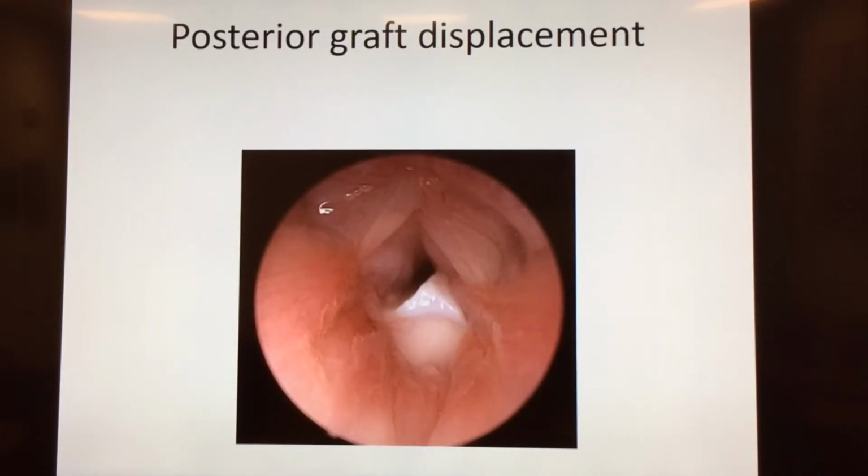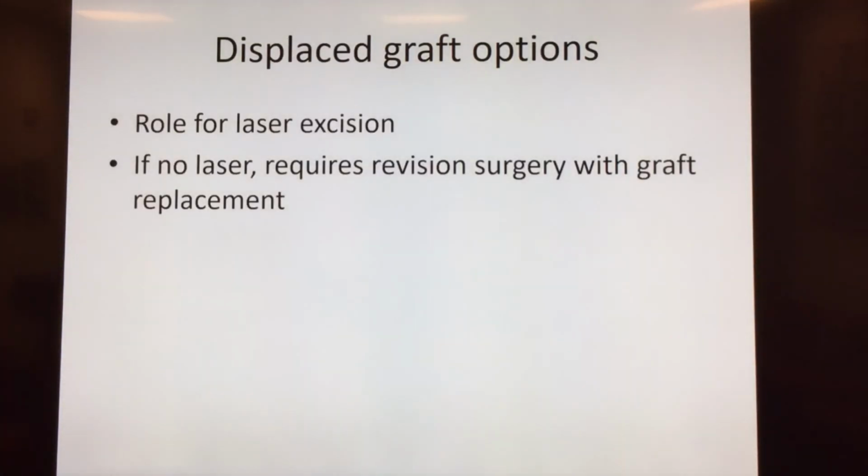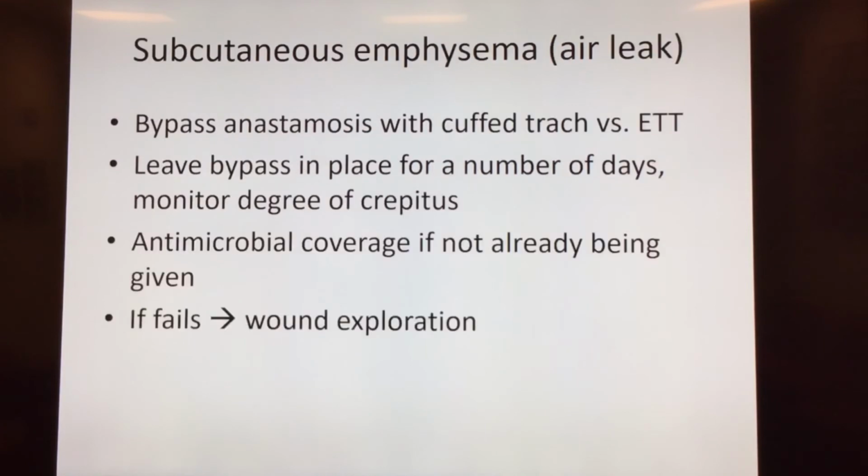Unfortunately, sometimes we do see graft displacement, and this is an example of posterior graft displacement. So the big question is, what do you do when you see this? You have to do something in order to optimize your outcomes, because that's going to occlude your airway. There is a role for laser excision of these if you have a laser available to you. Otherwise, unfortunately, you need to go in and revise the surgery with a graft replacement and try to get that graft into place wherever it was supposed to be.